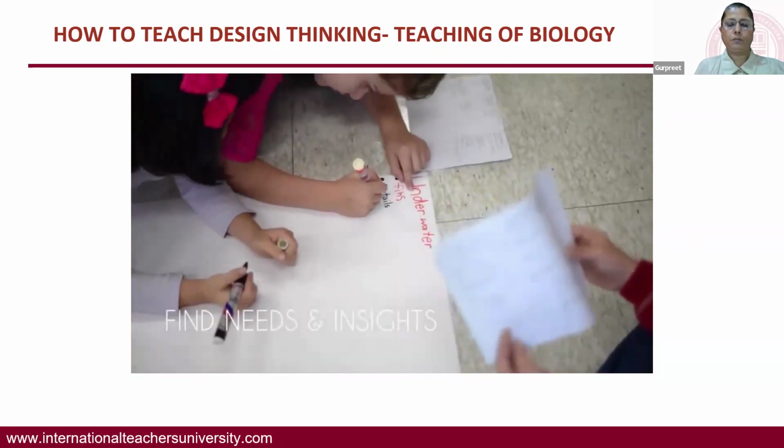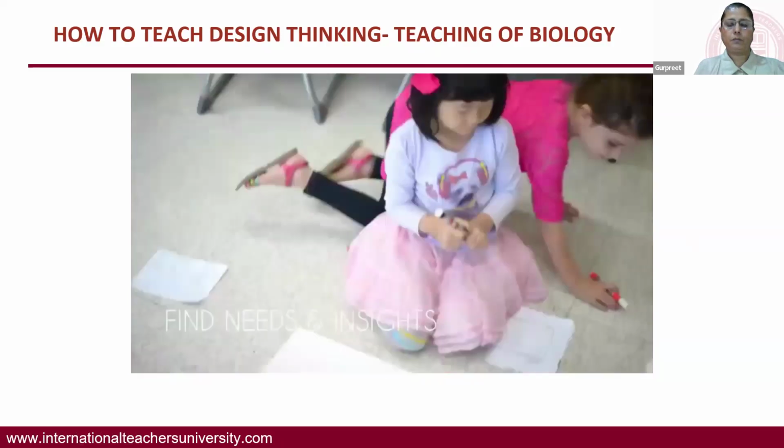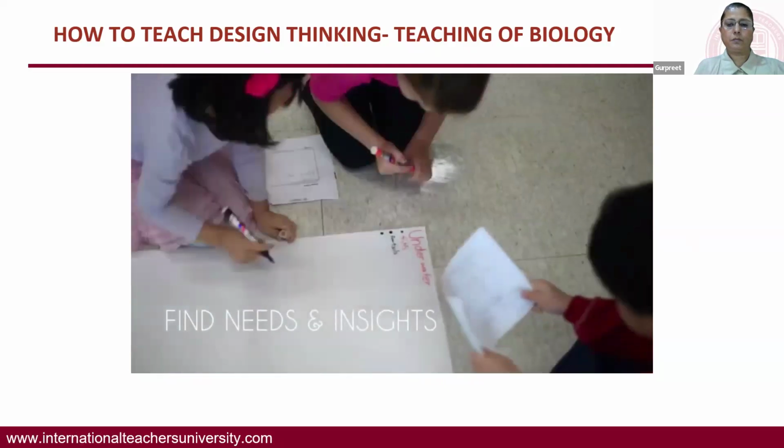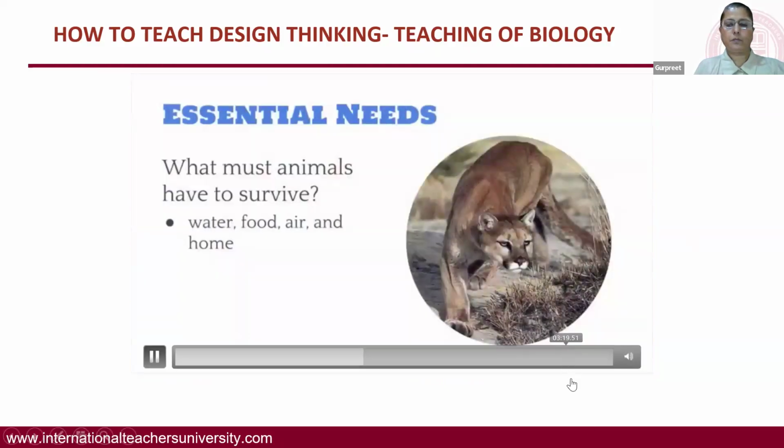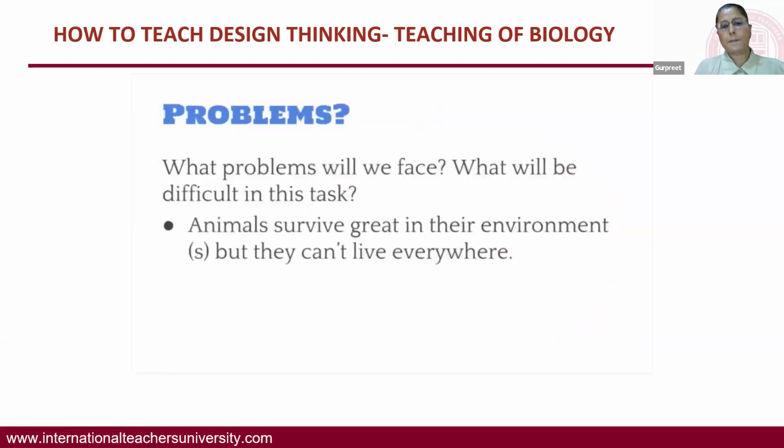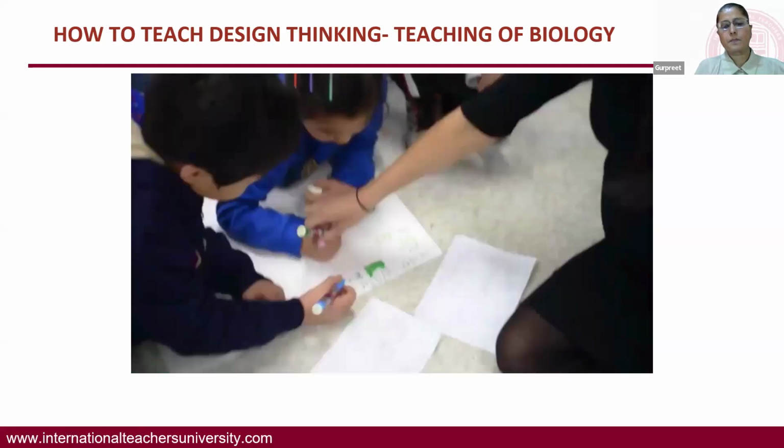In the define stage, the class discussed what were the needs of all animals and tried to find insights that would affect the design of their ultimate animal. They soon figured out that all animals had external parts that serviced them with their essential needs, as well as helped them survive in their unique environments.